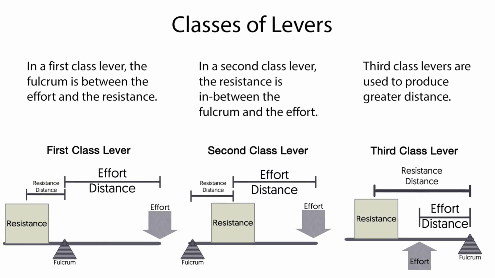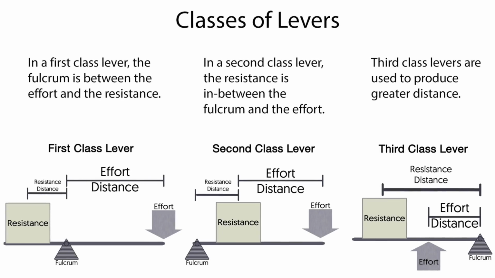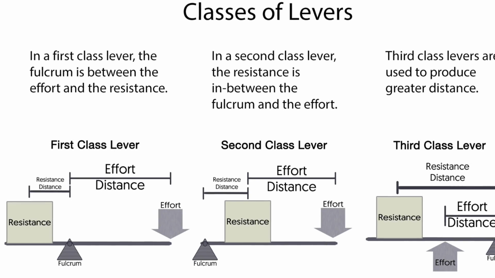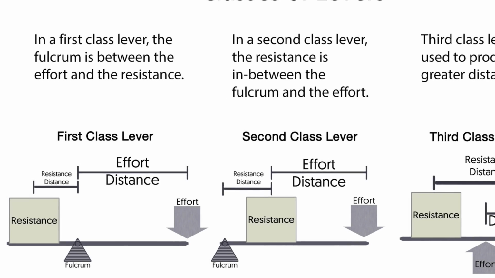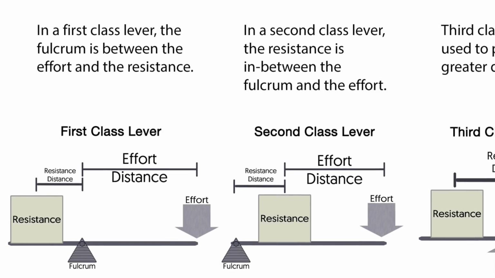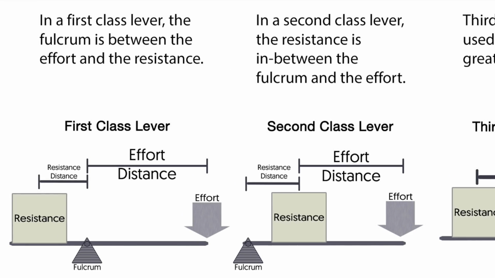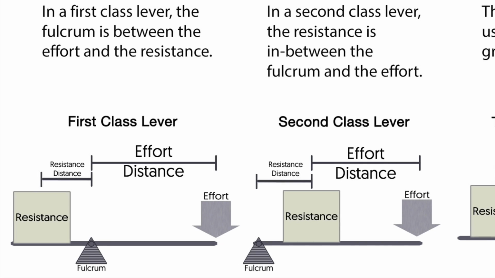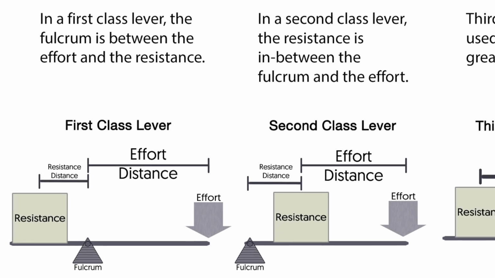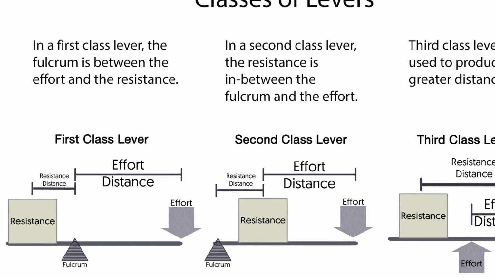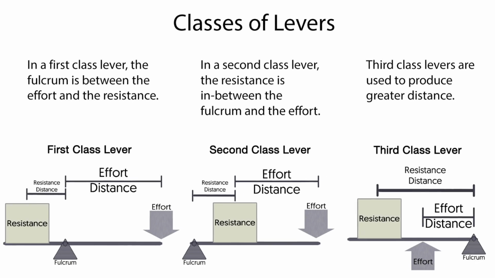In a first-class lever, the fulcrum is between the effort and the resistance. A seesaw is a good example of a first-class lever. When effort is applied to force one end of the lever upward, the end where the force was applied must go down. Like a seesaw. The shorter the distance between the fulcrum and the resistance, the easier it will be to move. This is a result of the mechanical advantage, but we'll get to that later.